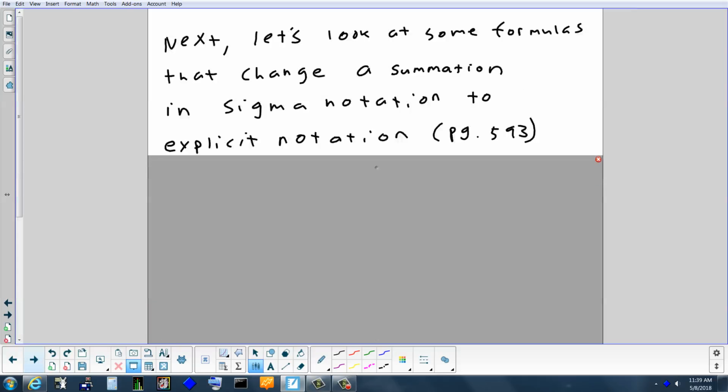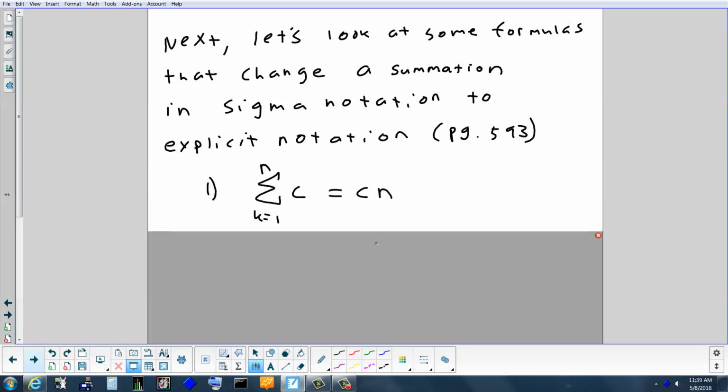Let's take a look at some formulas. All of these formulas are on page 593 in your book. I think the book does more formulas than I'm going to give you. Whatever I don't give you on the board, you don't need. Okay? Because we're not really doing everything that's in the book. So let's look at the first one. It says the sum from k equals 1 to n of a constant. That's a constant.